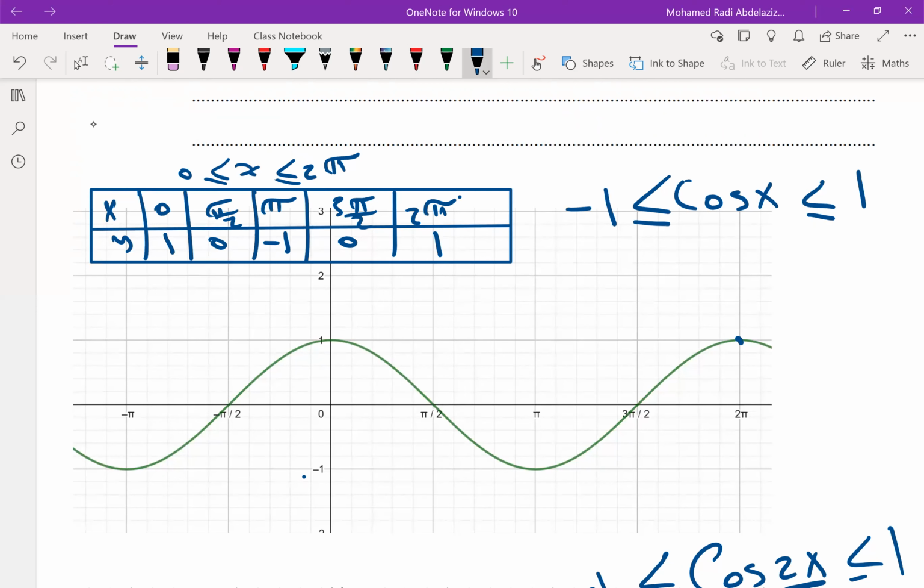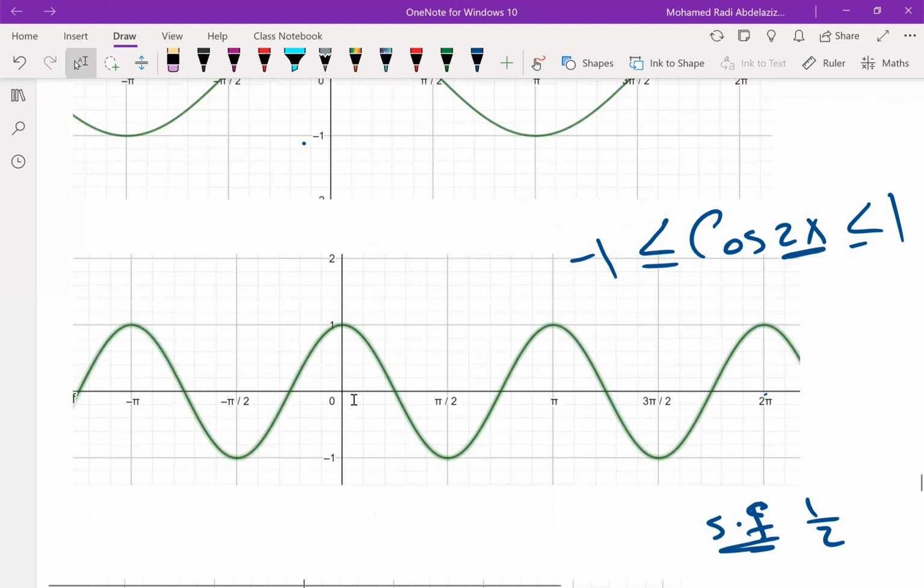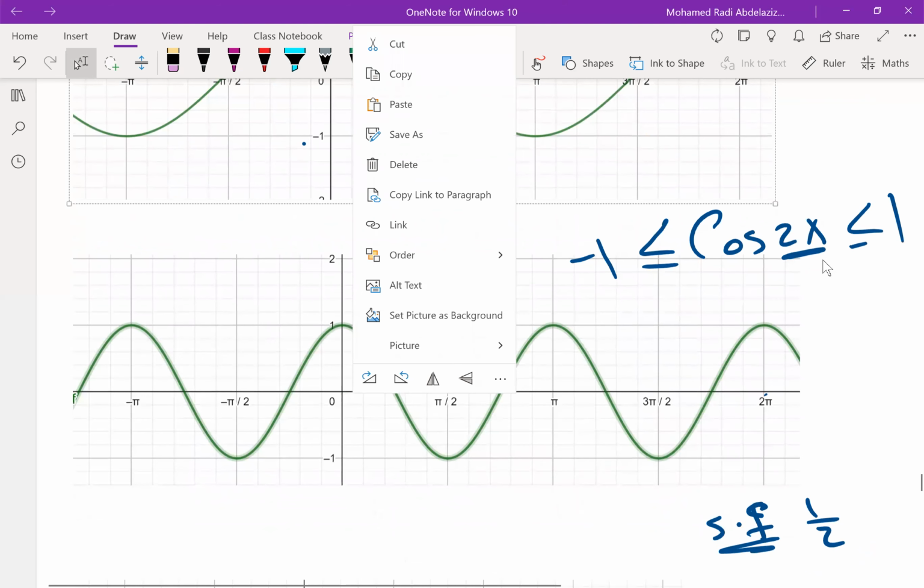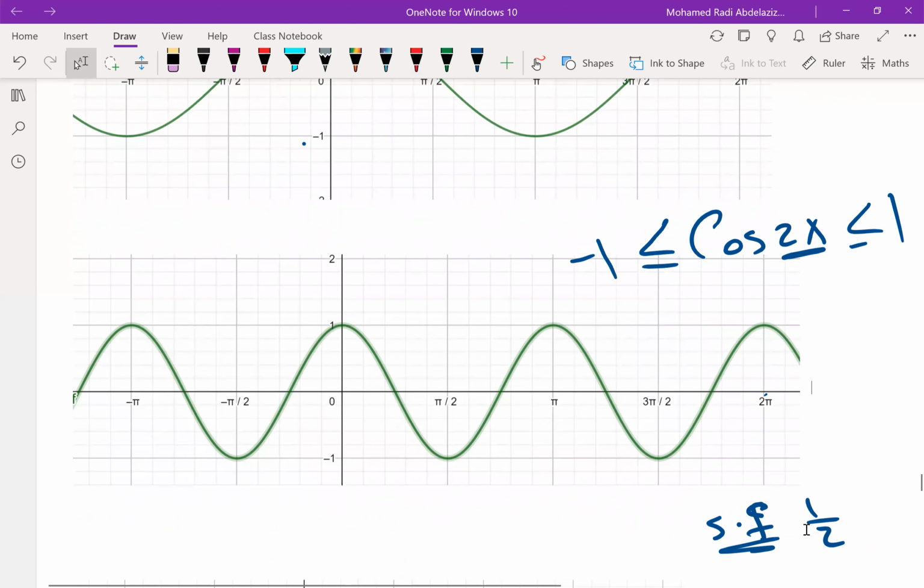How do we show this stretch? For cosine 2x, multiply x by half. You will get 0, 1. Multiply by half: pi over 4 and 0. Multiply by half: pi over 2 and minus 1. You will get the first period. Continue to the second one. This is the description: a stretch horizontally, parallel to the x-axis, scale factor half.